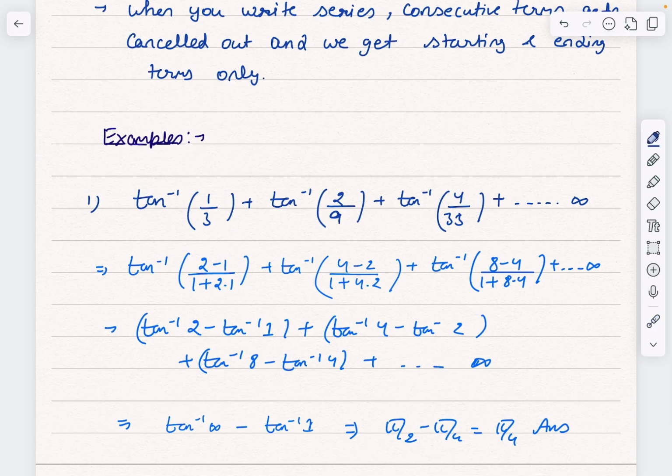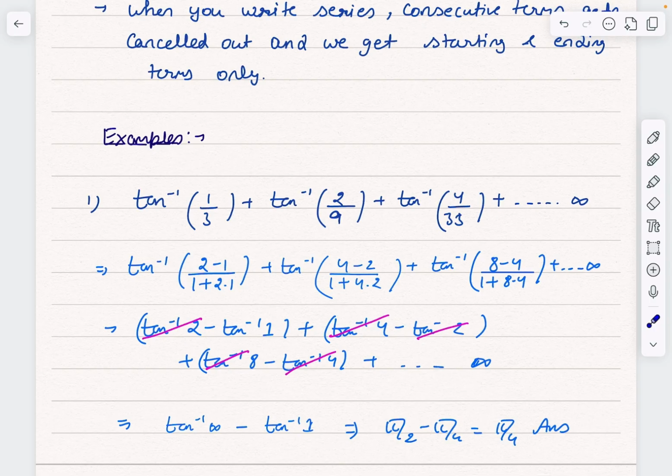So now you will see that this tan inverse 2 will get cancelled out with tan inverse 2 here. Tan inverse 4 gets cancelled out with tan inverse 4 here. Similarly, tan inverse 8 will be cancelled out with the next term. And when you write all of them, all the middle terms will get cancelled out. Remaining will be first and last. You see, first is the minus tan inverse 1, and last will be tan inverse of infinity. So this is tan inverse of infinity because it goes up to infinite terms, and tan inverse infinity we can say will be pi by 2. Tan inverse 1 is pi by 4, so you get pi by 4.